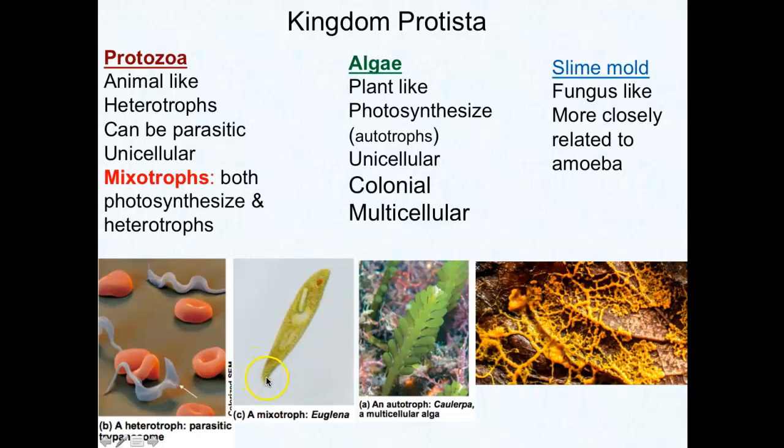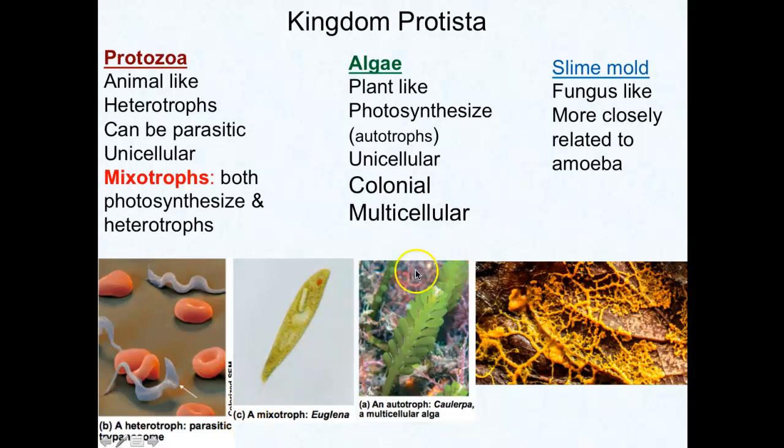This is a euglena. We saw this in lab. I forget now whether it was live or if it was a still image. I think it was just a slide. But this little red spot here, that's its eye spot, so it can see light versus dark, and it can move towards the light if it wants to photosynthesize. It also has a flagellum.